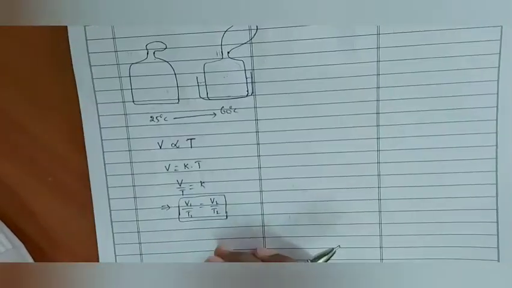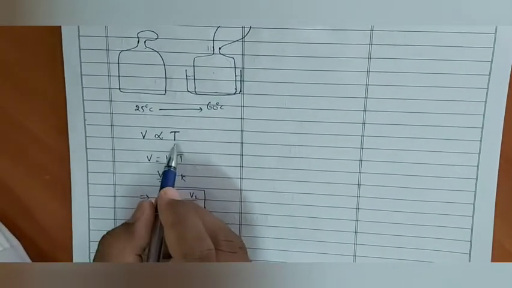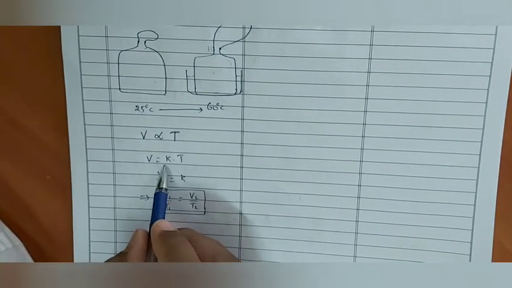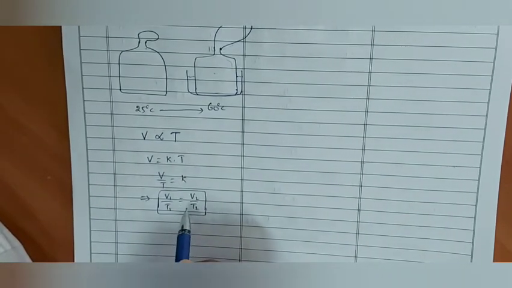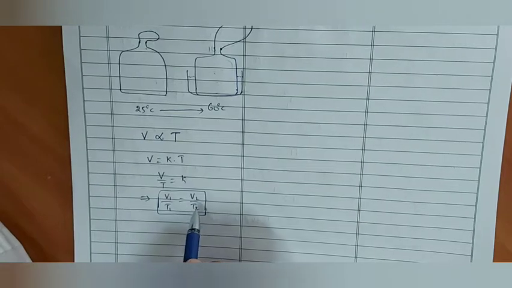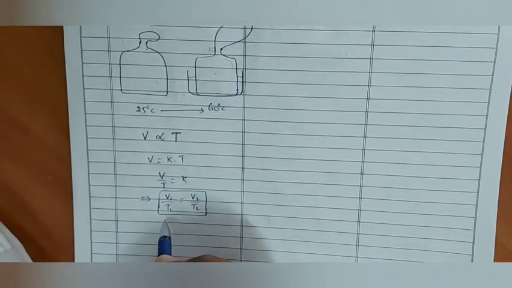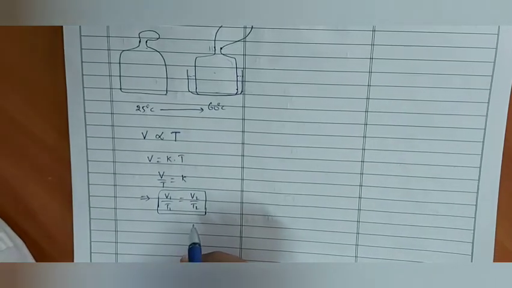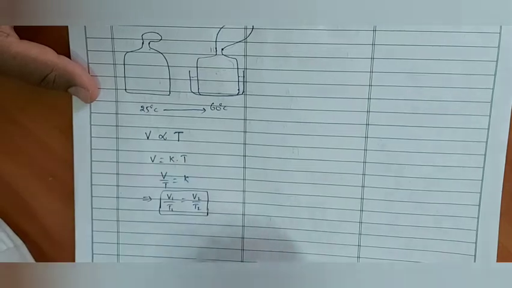Now once again see this relation between volume and temperature. V is equal to K into T. V by T is equal to K. V1 by T1 is equal to V2 by T2. This is the relation between volume and temperature, and this is the formula which is useful to do the problems. Next, let us draw the graphs for this.